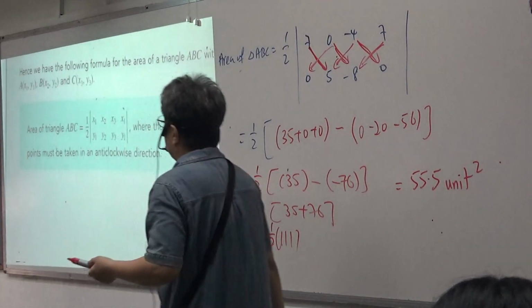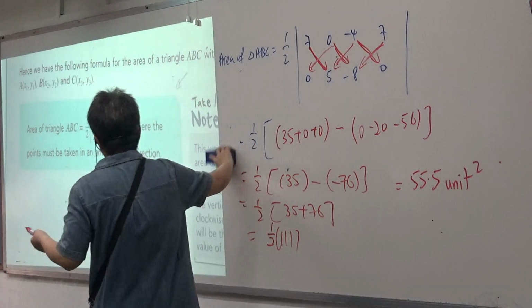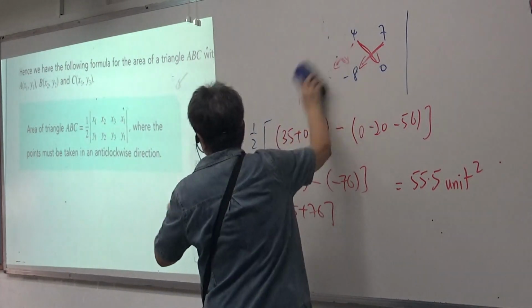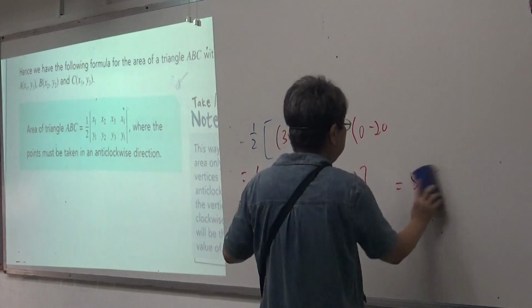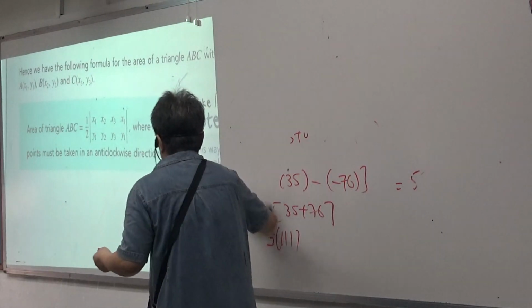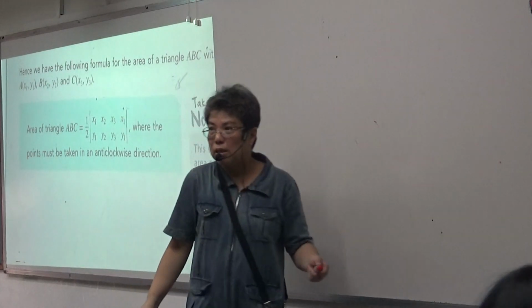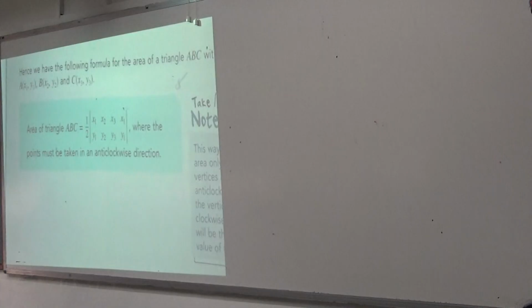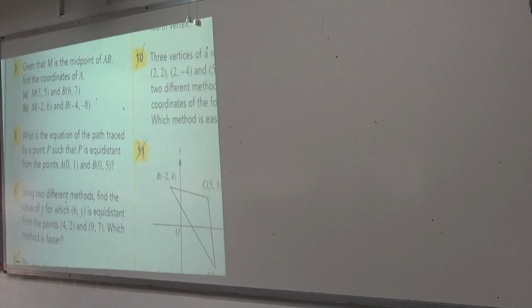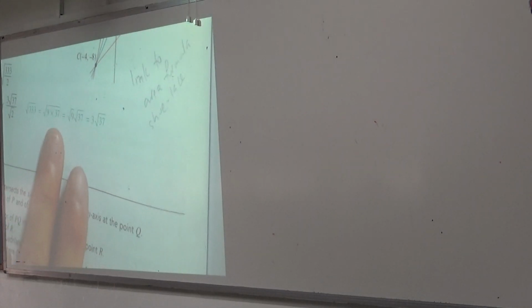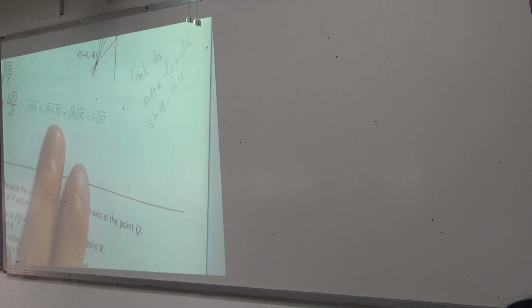Okay, can you look at this formula? Area of triangle ABC is half, then the horizontal side, the vertical side, where the points must be taken in the anti-clockwise direction. Are we all clear now? Yes or no? Yes, okay? Now, let me just reiterate first. This example here, can you see that finding the area is very easy if I use the shoelace method?